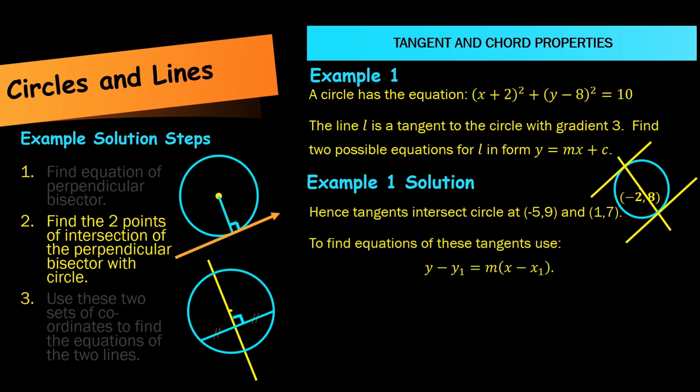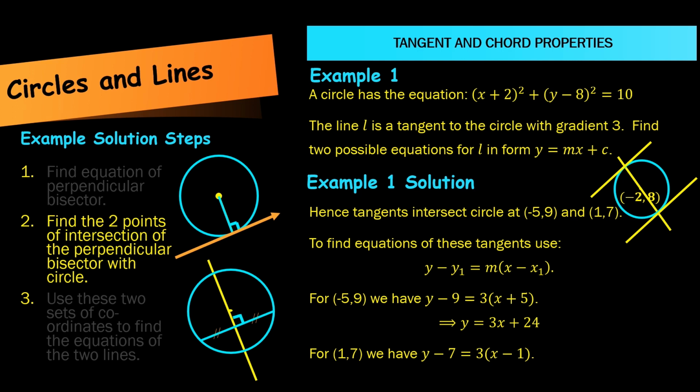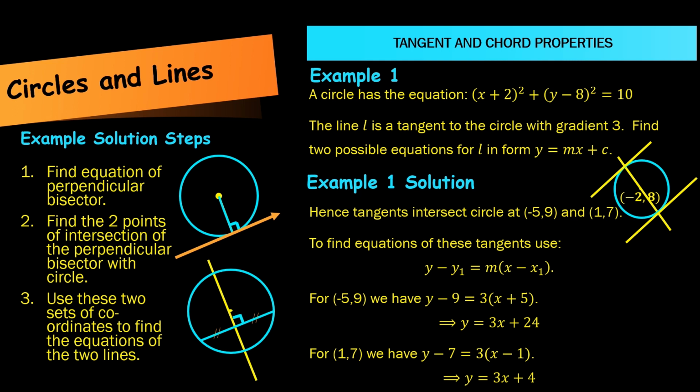To find the equations of these tangents, use the formula y - y1 = m(x - x1). For the point (-5, 9), we have y - 9 = 3(x + 5). And therefore, y = 3x + 24. For (1, 7), we have y - 7 = 3, the gradient, times (x - 1). And therefore, tidying up gives us y = 3x + 4. Therefore, we have the two equations of the tangents.